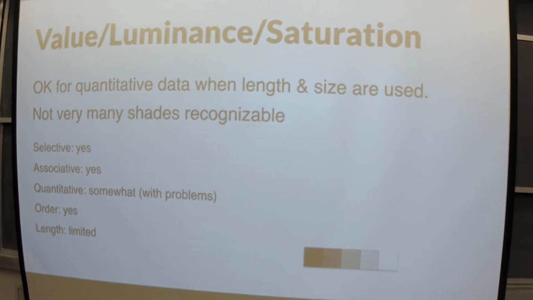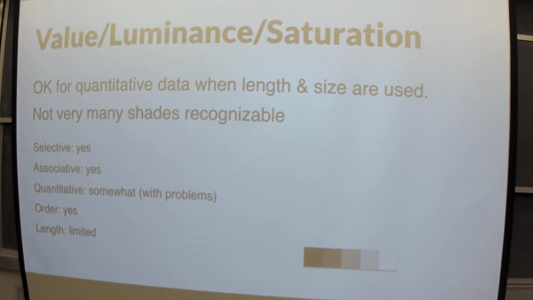Value, luminance, and saturation are okay for quantitative data, especially when length and size are already used, like on a map, for example. They are selective, they are associative, they are quantitative, but somewhat with problems. So it's not like we have a perfect sense of what the magnitude differences are between two shades of gray.